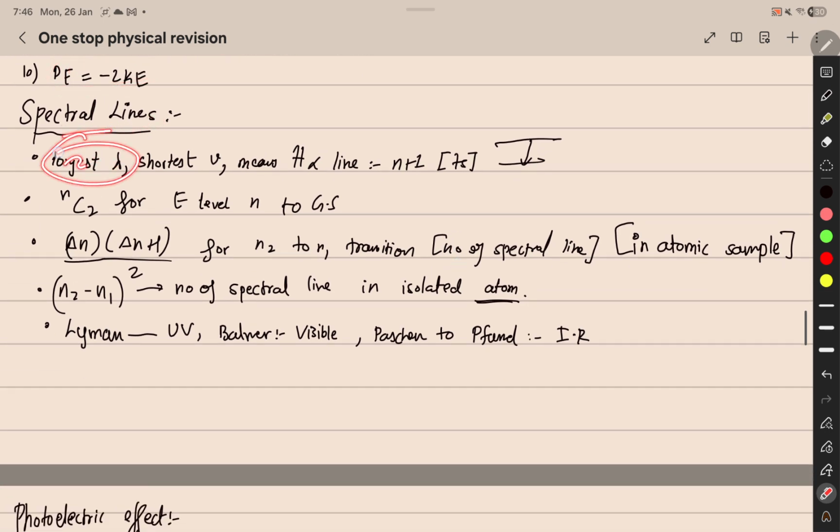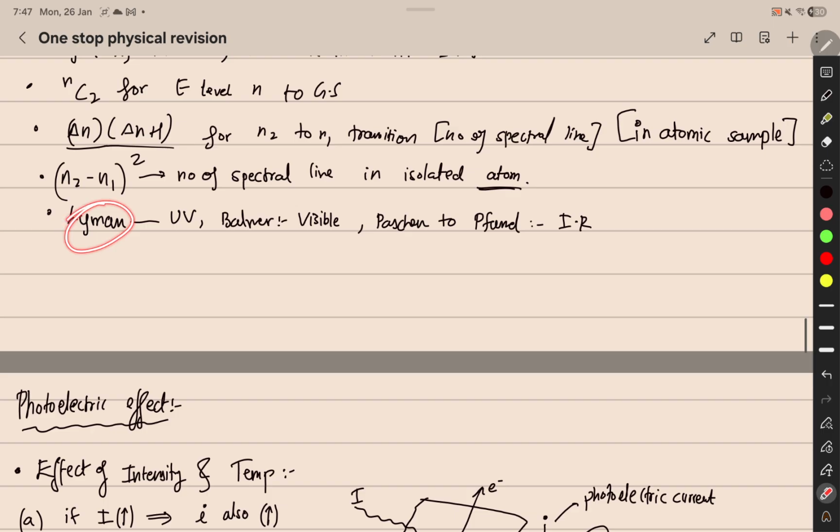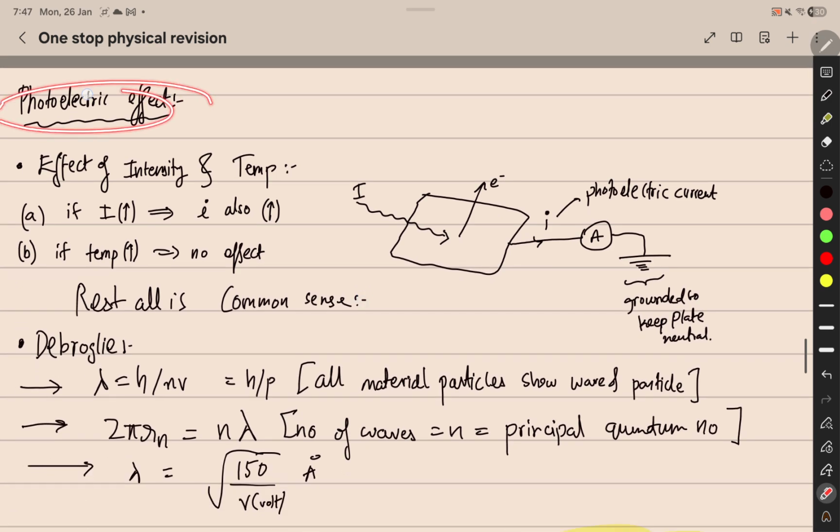Spectral lines: the longest wavelength line, or shortest energy line, is the H alpha line, which is the first transition line. Then nC2 is the formula for the number of lines from energy level n to ground state. Delta n into delta n plus 1 by 2 is for the n2 to n1 transition, the number of spectral lines in atomic samples. n2 minus n1 is the number of spectral lines in isolated atoms. Then you have Lyman is UV, Balmer is visible, and Paschen to Pfund is infrared. I'm pretty sure you guys know the order.